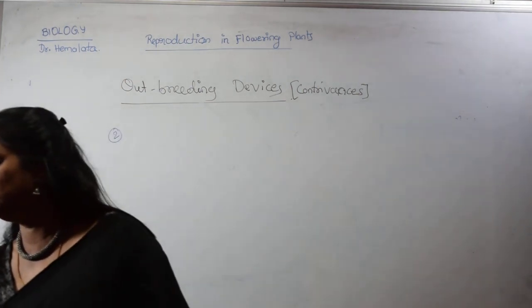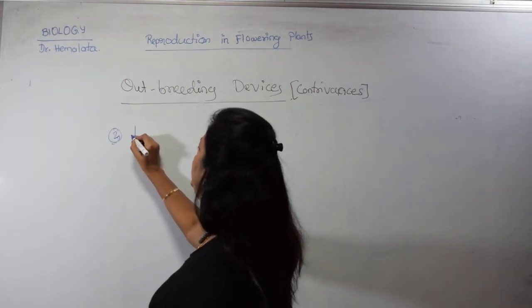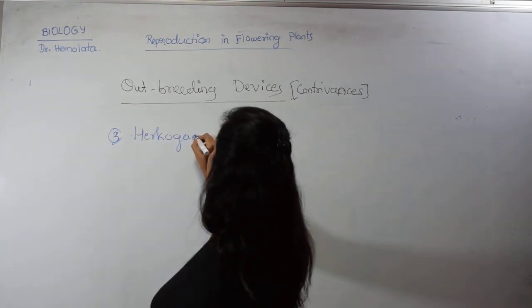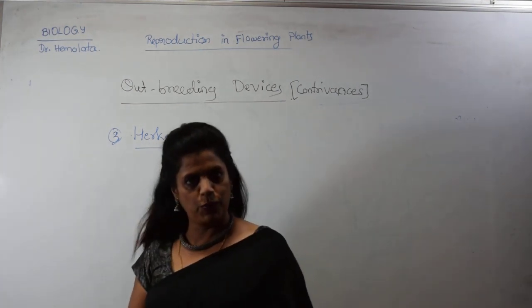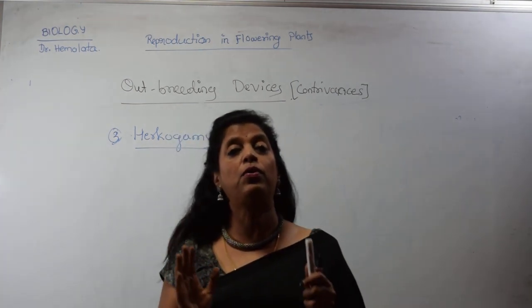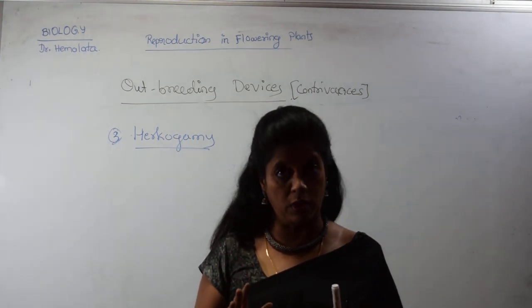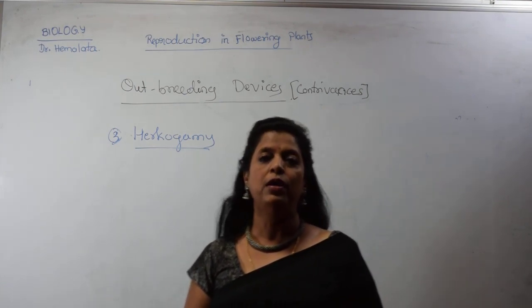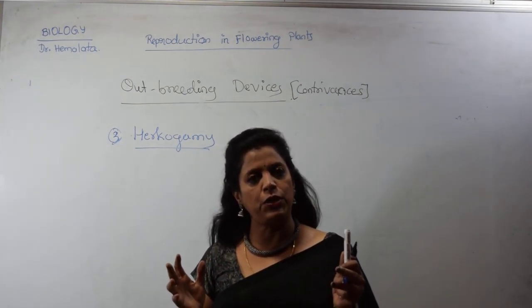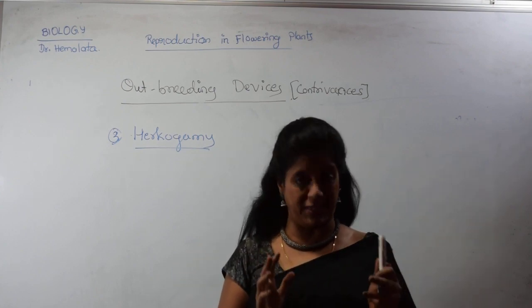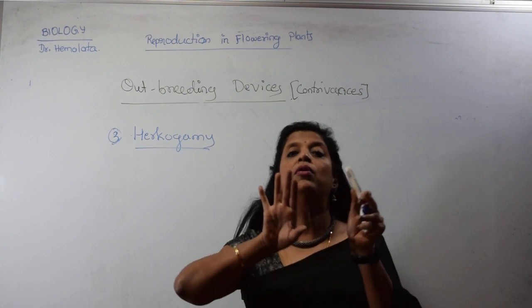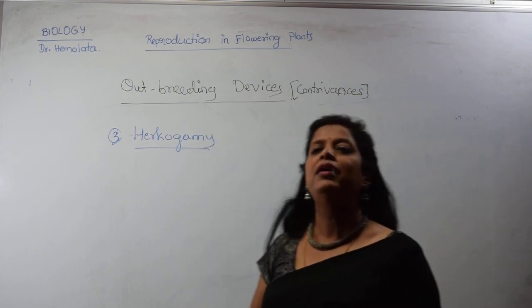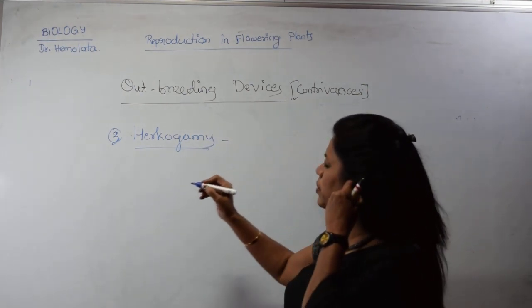hercogamy. That's the third word I am using. Hercogamy is the third one. What is hercogamy? Hercogamy refers to the physical barrier brought between the male and female sex organs, although they mature at the same time. See how wonderful it is. Whenever the male is maturing at the same time as the female in the bisexual flower, physically they go away from each other. Very interesting thing it is. Right? It is normally observed in some of the plants.